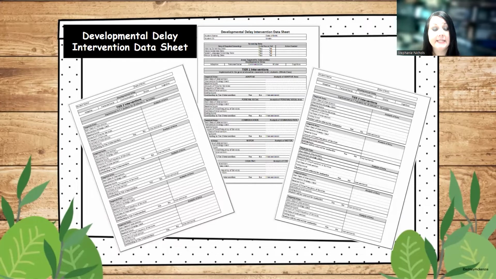It also lists a place where each type of area of developmental delay can be circled: adaptive, personal social, communication, motor, cognitive.